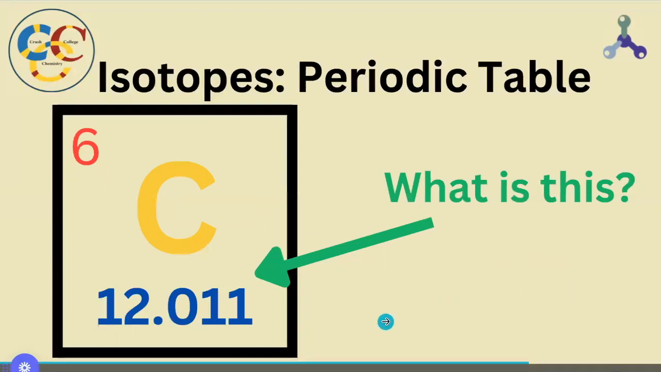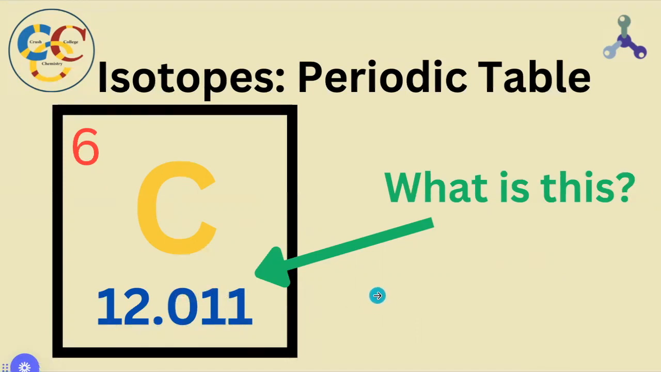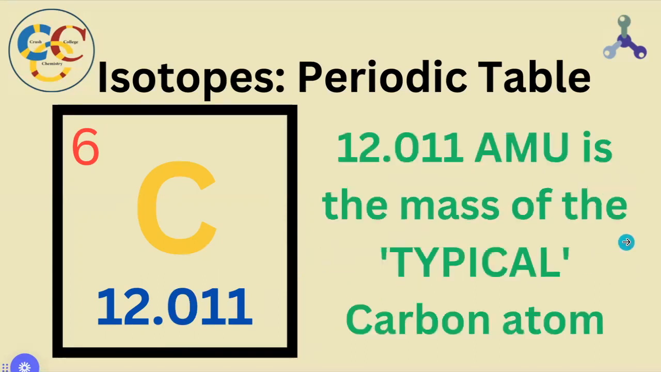What does this all have to do with the number on the periodic table? It's between 12 and 13, and we just went over carbon-12 and carbon-13, which have a mass of 12 AMUs and 13 AMUs respectively, and they all have to be integer amounts, 1, 2, 3, 4, 5, etc. How do we have this number that has a decimal? Now, this number has many different interpretations, but for the sake of this video, 12.011 is the number of AMUs, or the mass of the typical carbon atom.